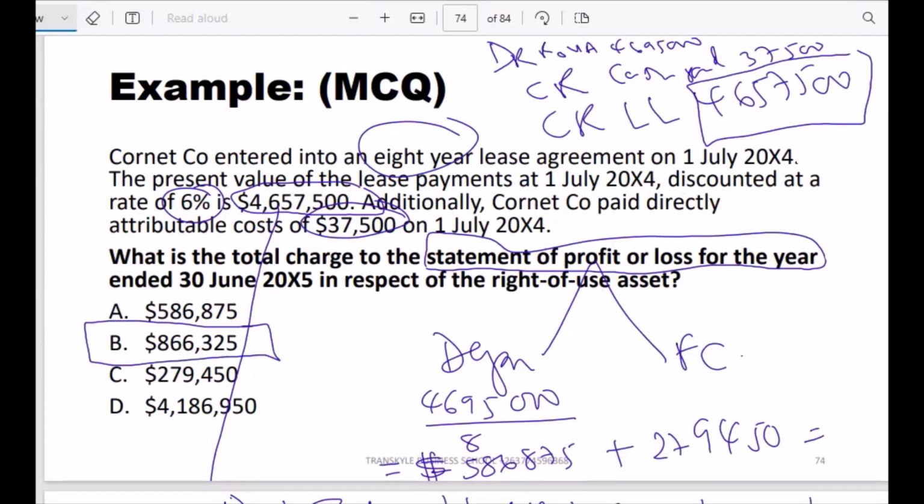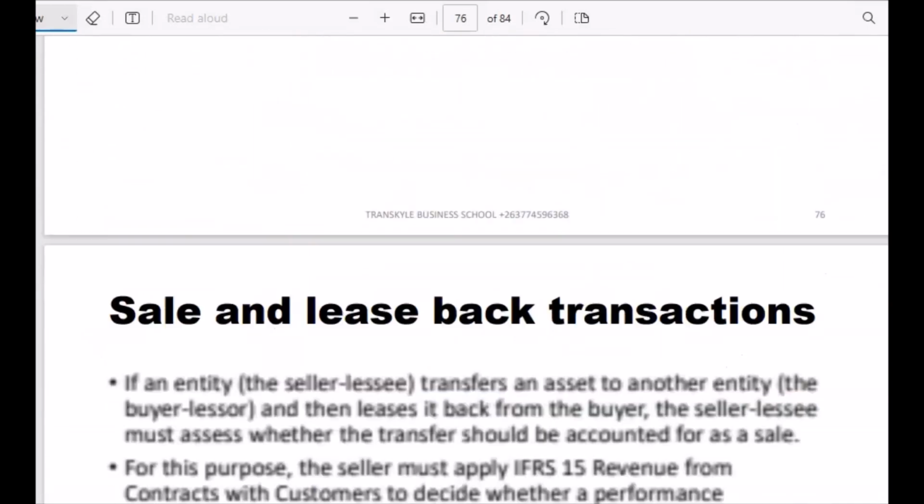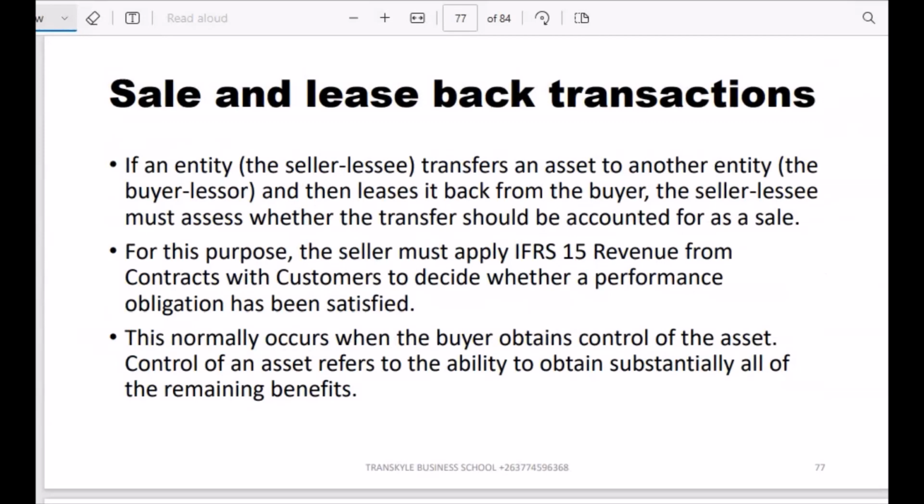Let's move forward and see if we can finish this issue in the quickest possible time. Now let's look at sale and leaseback transactions. If an entity, that is the seller lessee, transfers an asset to another entity, the buyer lessor, and then leases it back from the buyer, the seller lessee must assess whether the transfer should be accounted for as a sale.